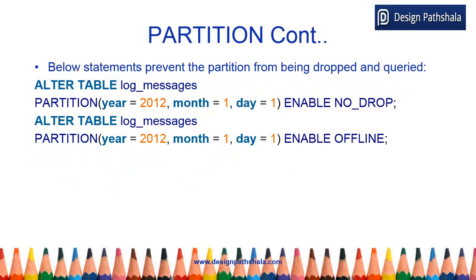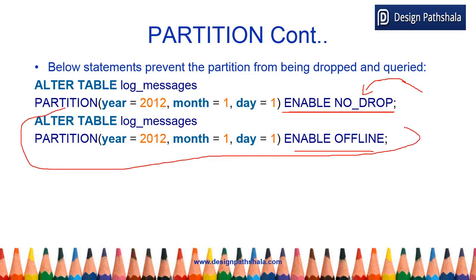We can also enable or disable drop on the partitions. Enable no drop means I can't drop this partition now. I have enabled no drop on this partition. If someone tries to drop this partition, they will get an error until I say enable drop. And enable offline means this partition is there in the HDFS world but is offline. So when I query select star from table so and so, this partition data will not be selected. So this is again a new beauty of partitioning.